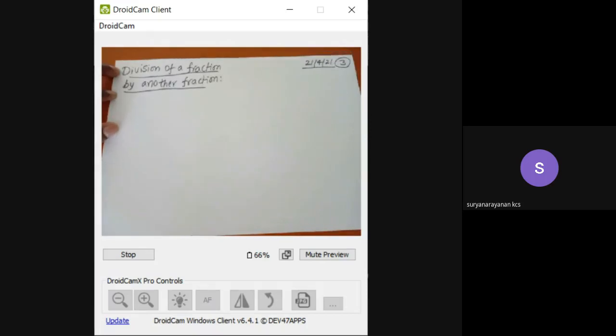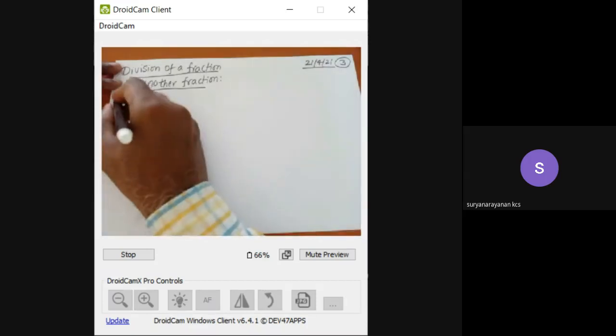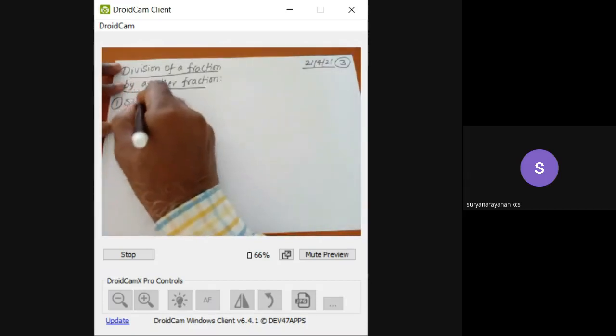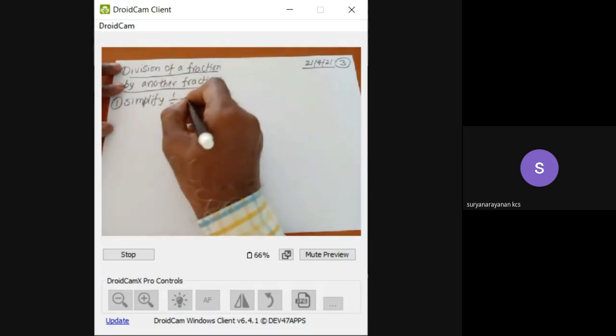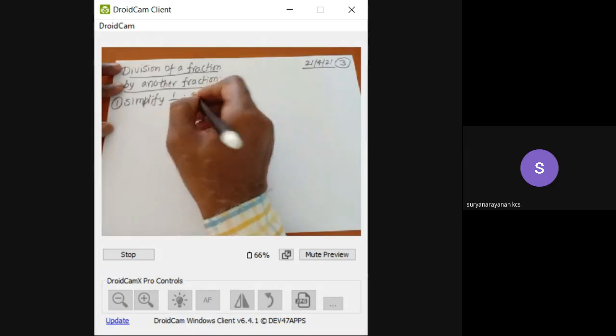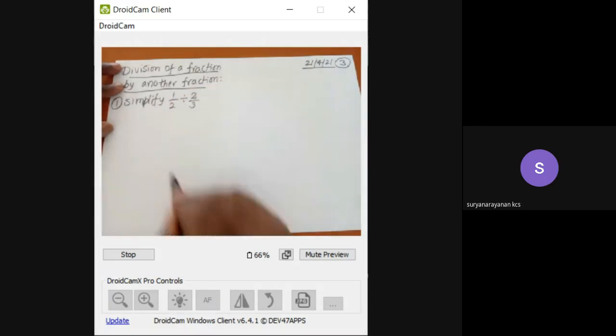Anmol, what is the topic I wrote here? Division of a fraction by another fraction. Yes, division of a fraction by another fraction. Now we are going to discuss this topic. Okay. Simplify 1 by 2 divided by 2 by 3.